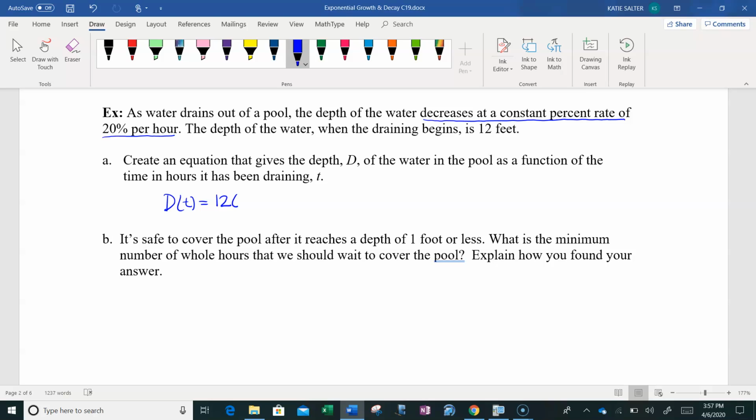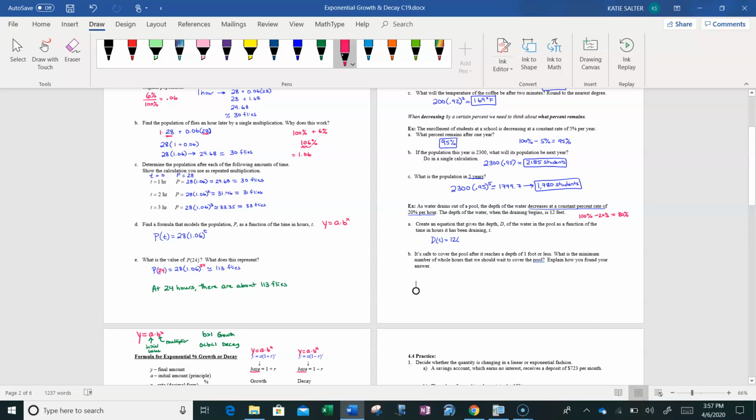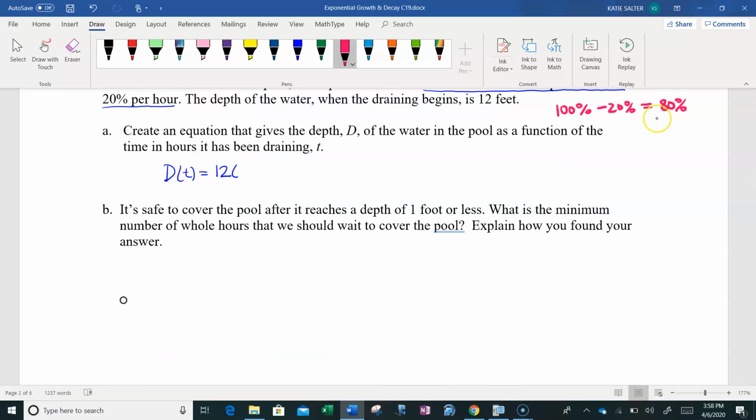Well, anytime something grows or decays by a percent, you have to start with 100%. So if we have 100%, but it's decreasing by 20% each hour, that means we're losing 20% of its value each hour. So what we keep is 80%. The multiplier always has to be changed to be a decimal. So to change a percentage to a decimal, we divide it by 100, or we move the decimal place 2 places to the left. And when we do that, we get our multiplier as 0.80.